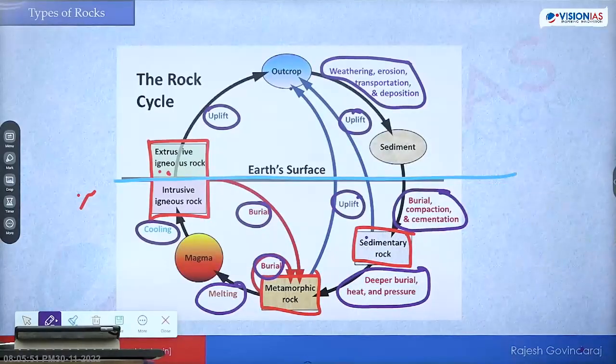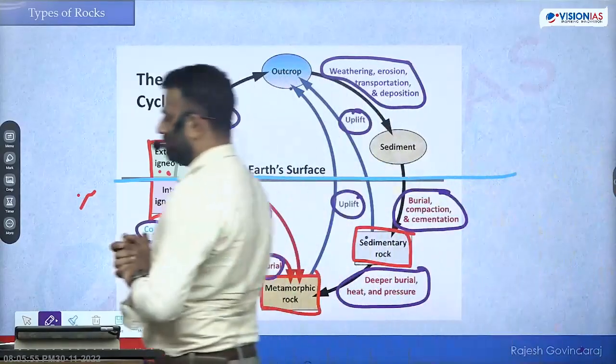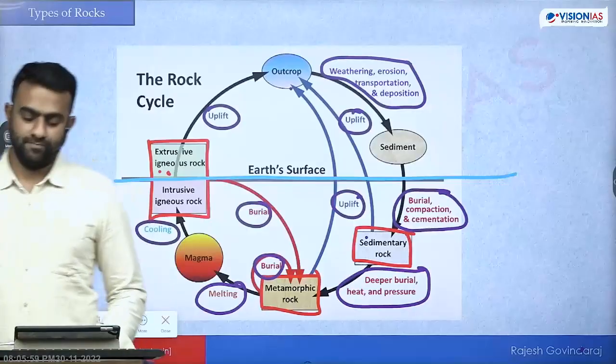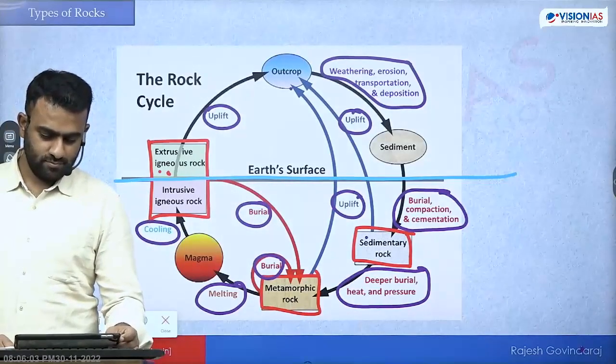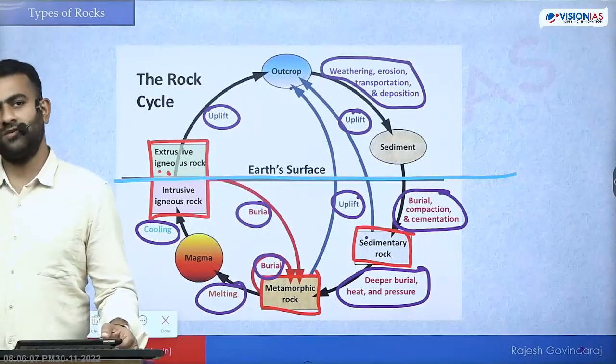Okay, no need of any dictation, you just have to write this. Okay, एक flow chart बना दो, हो गया. That is our topic of types of rocks. A simple flow chart would be sufficient here.